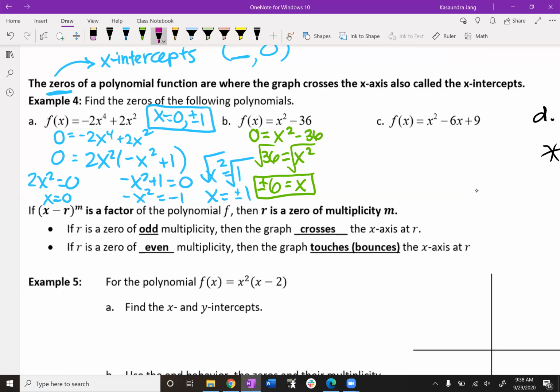The next one, though, has an x squared and it has a 6x. So for that reason, I do have to factor this one.